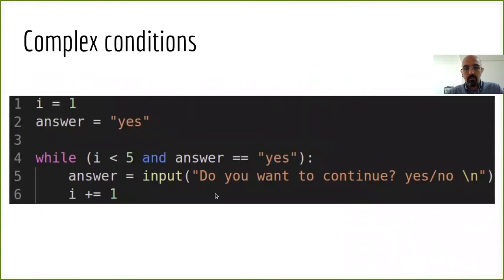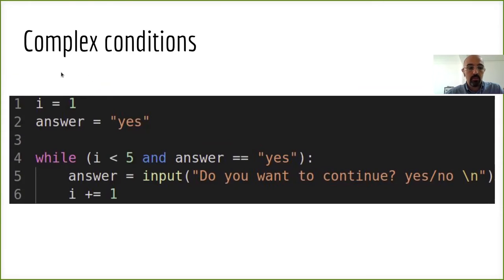I can set even more complex conditions, like having 2 conditions. In this case, whether the iteration is between 1 and 5, and another condition that the answer of the user needs to be yes. Meaning, in both cases, I have 2 variables determining my condition.